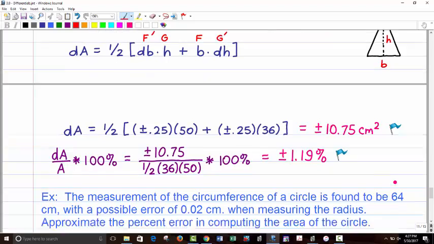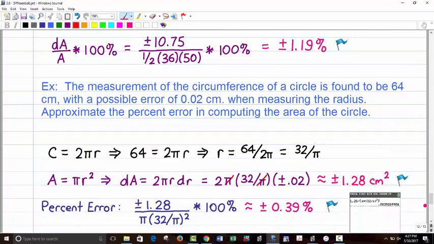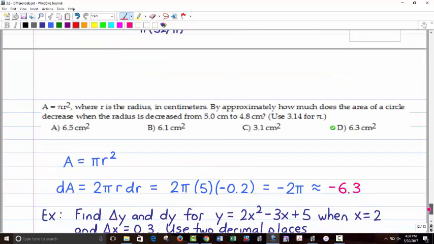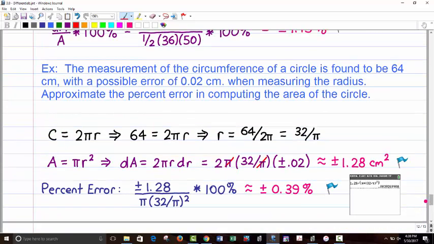All right. Now we have this problem, which is a measurement of a circumference of a circle found to be 64 centimeters with a possible error of 0.02 when measuring the radius. Approximate the percent error when computing the area of the circle. Okay, this one's a little bit tricky because it's not giving you what the radius is. It's giving you the dr.